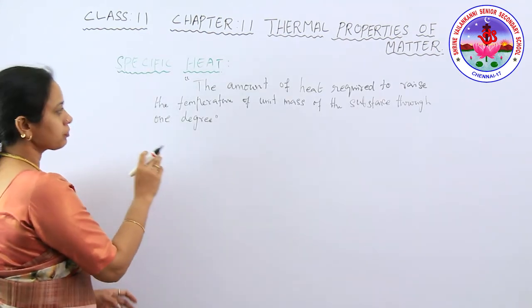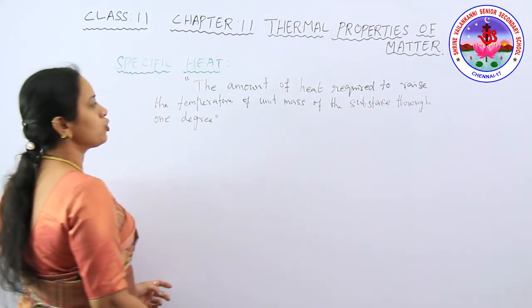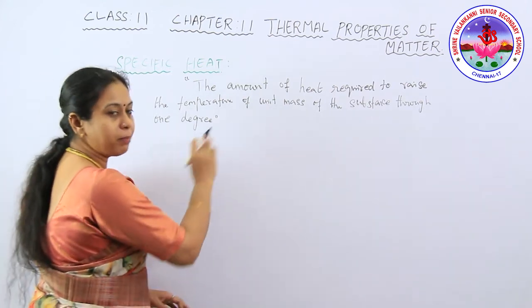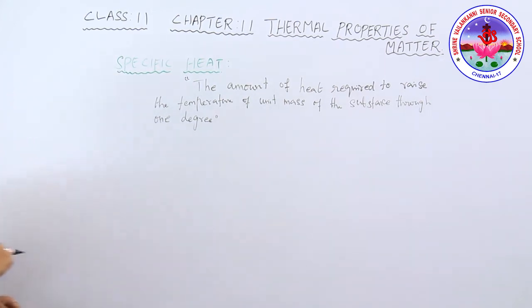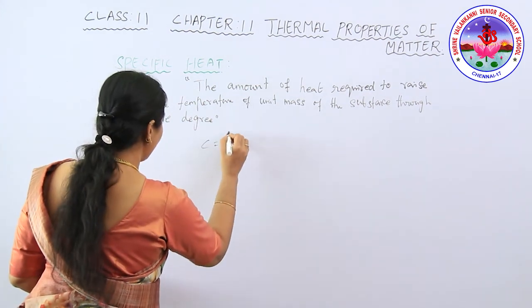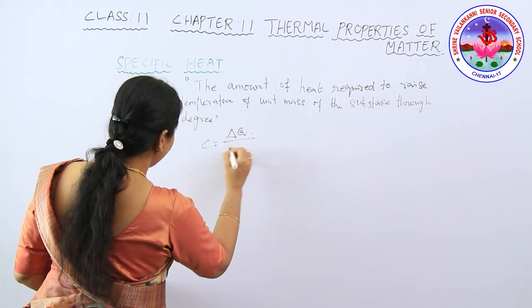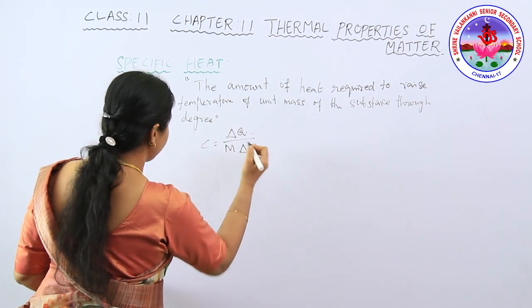Specific heat. The amount of heat required to raise the temperature of unit mass of a substance through 1 degree is the specific heat. It depends on the nature of the substance and its temperature. If an amount of heat delta Q is needed to raise the temperature of mass M of the substance through delta T, then the specific heat C is equal to delta Q by M into delta T.